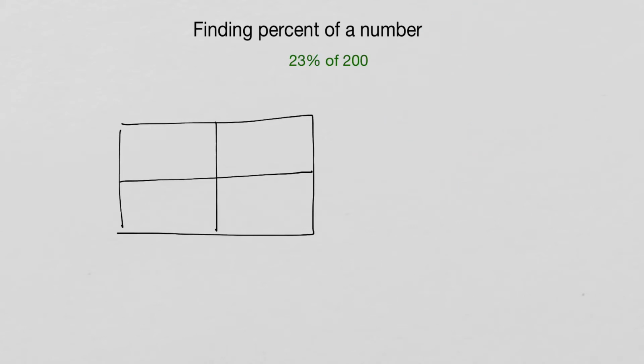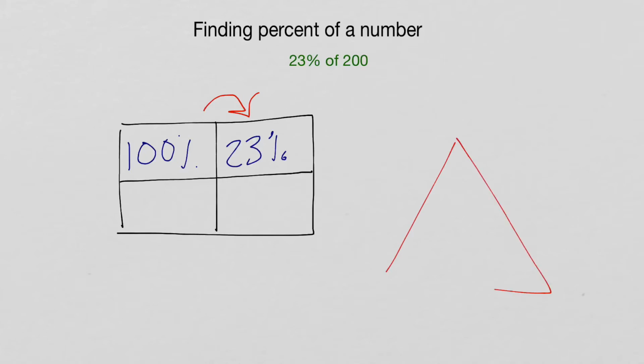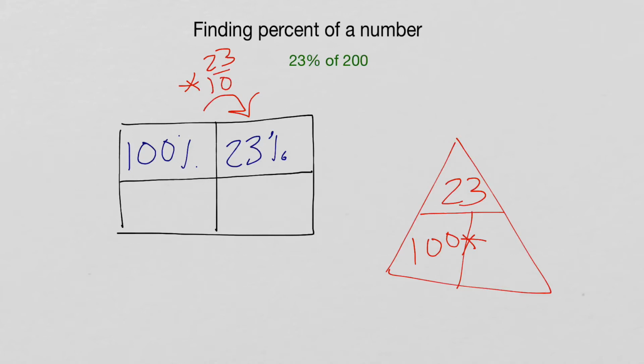Another way to find this is by using a ratio table. So we want to go from 100% to 23%. Because this is a ratio, we can find a constant of proportionality. So 100 times a number equals 23%. 100 times a number equals 23. So 23 divided by 100 equals that constant.